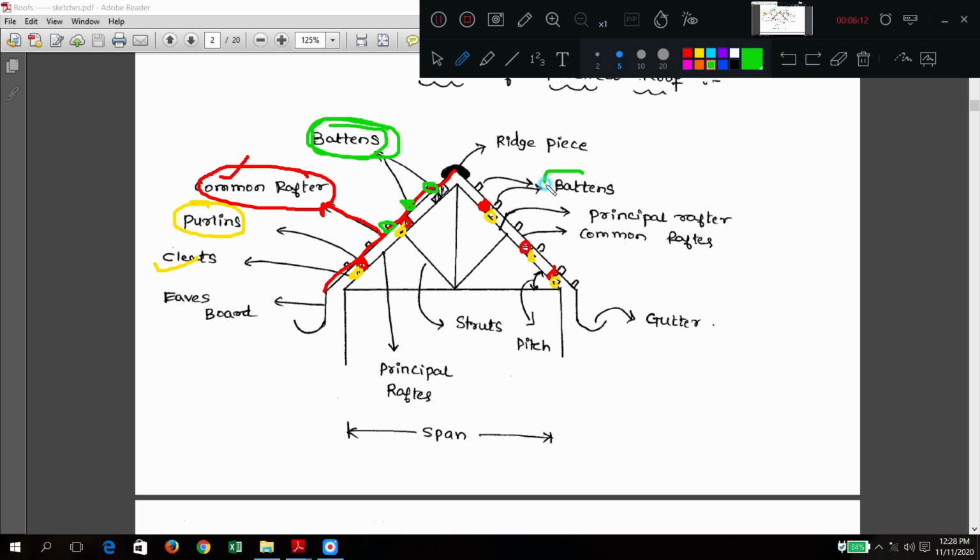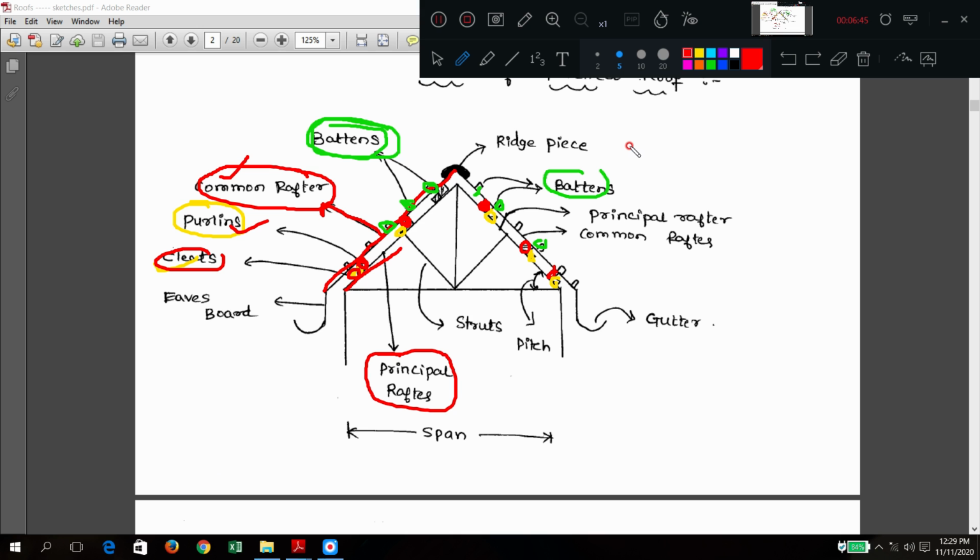So the same things are shown here. Battens are fixed on the common rafter, remember this. The common rafter, which is there in the red line, is fixed on the top of what? Purlins. The purlin gets support from the cleats, and all this assembly rests upon the principal rafter.